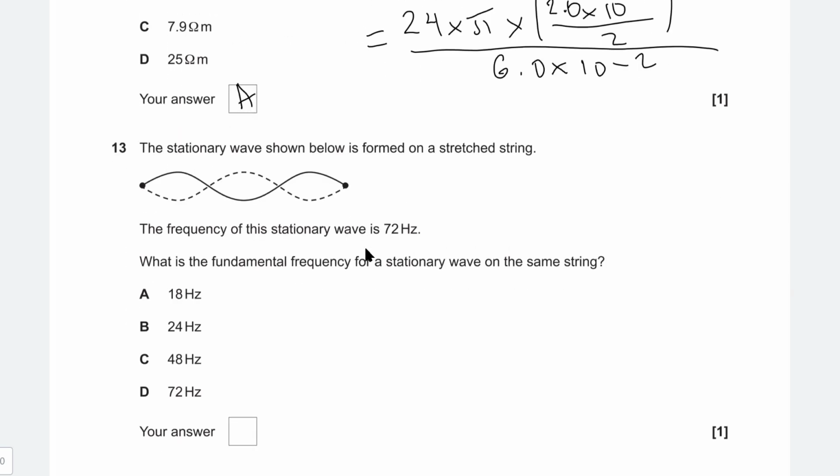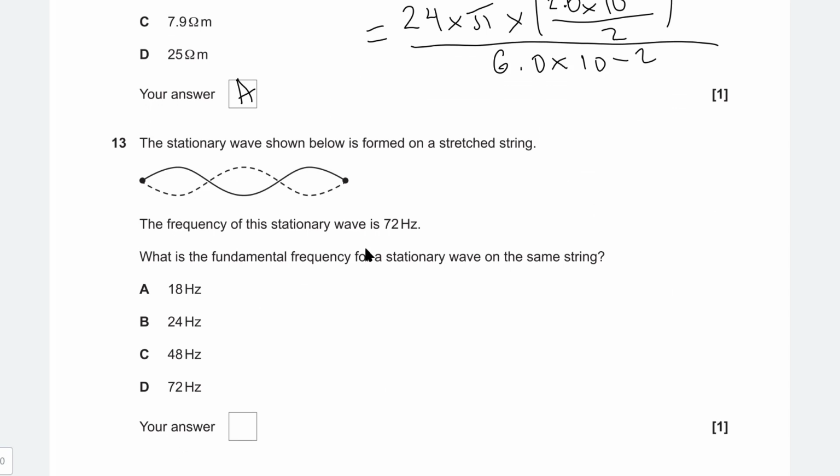Okay, next one. A stationary wave is shown. The stationary wave shown before is formed on a stretched string. The frequency of this stationary wave is 72 Hertz. What is the fundamental frequency for a stationary wave on the same string?